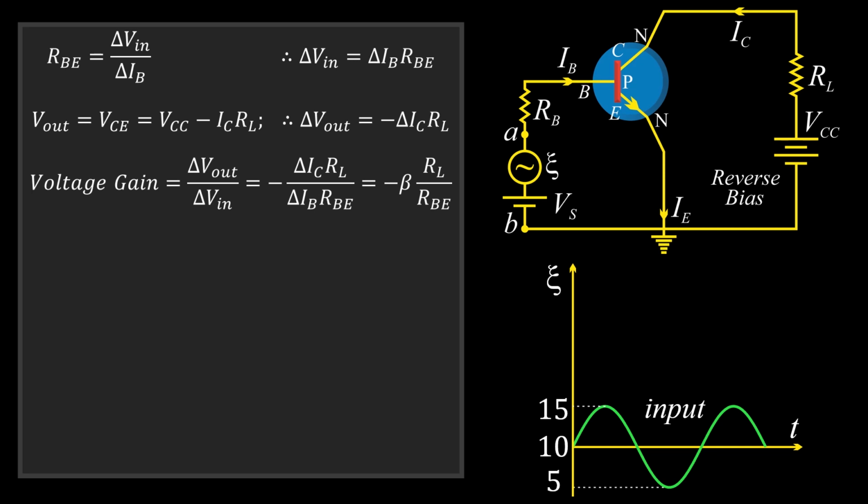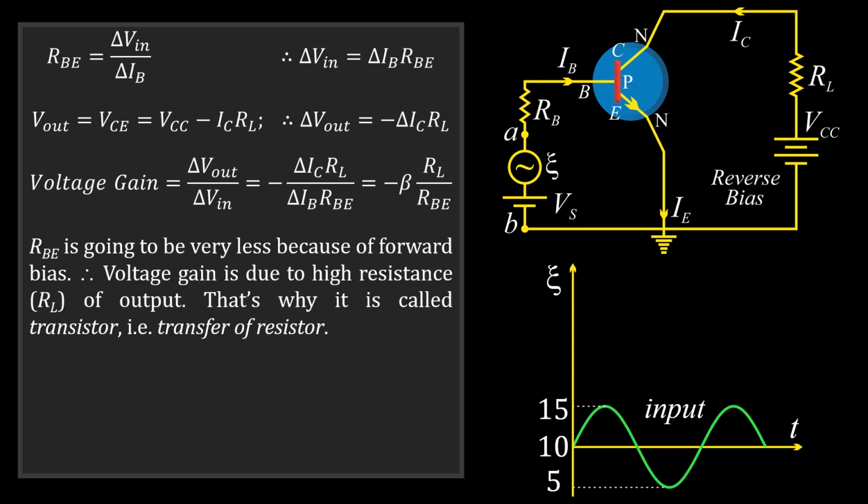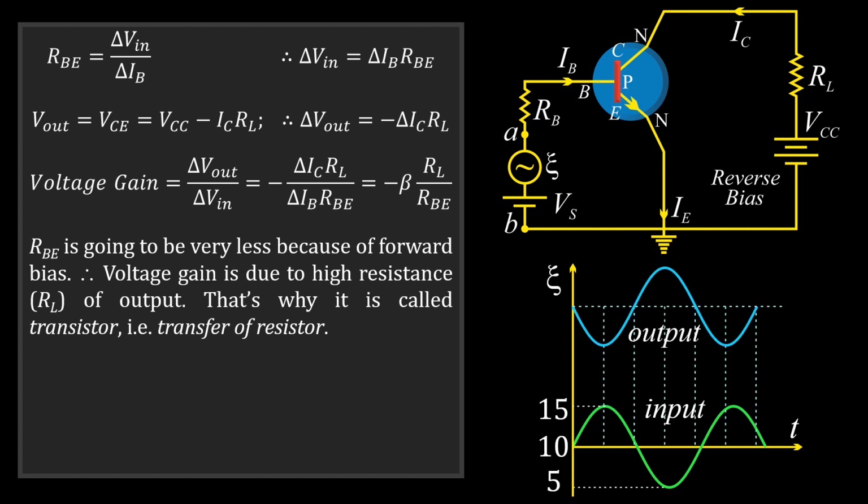Voltage gain. Voltage gain is surely del V out by del V in, and we know this del V out is del IC RL and del V in is del IB RBE, and del IC by del IB is going to be beta. We know that beta is from 20 to 100. So the amount of voltage gain will depend upon the value of RL. Higher the RL, higher the voltage gain. I have shown the output here, and you can see the output is 180 degrees out of phase of the input. Output voltage is higher than the input voltage.